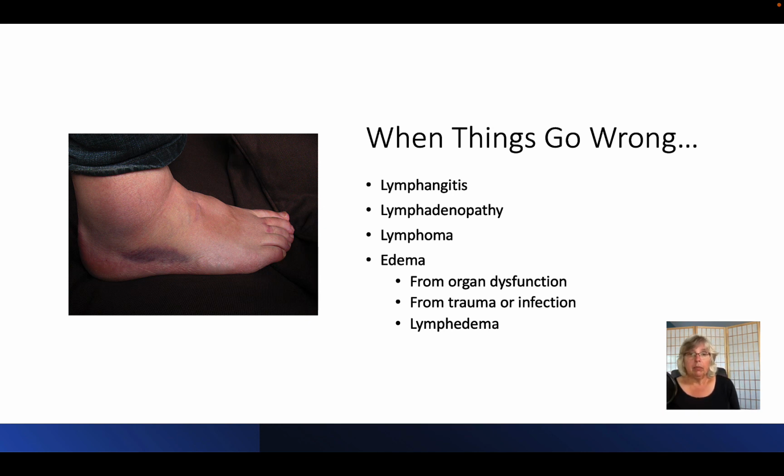When we have localized edema related to infection, of course, that is more problematic because of the risk of creating lymphangitis or spreading the infection. Either way, these are edemas that are much, much simpler chemically than lymphedema. Lymphedema is related specifically to damage to the lymphatic system.